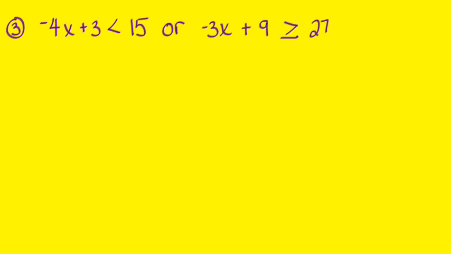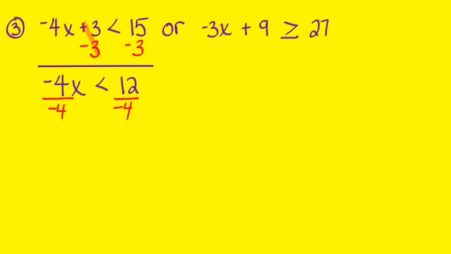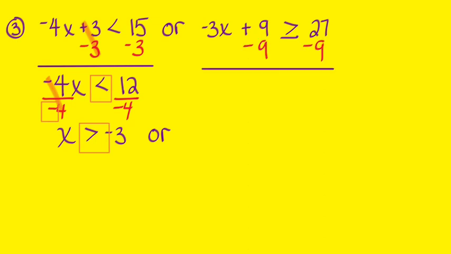Go ahead and try this one, see how you do. It's multi-step. All right, on the first one we are subtracting 3 and dividing by negative 4, my apologies. And the second one, of course, notice that we switched the sign because we divided by a negative coefficient. And on the second one, we subtract by 9. And we divide by this negative 3. We're going to have to flip the sign.